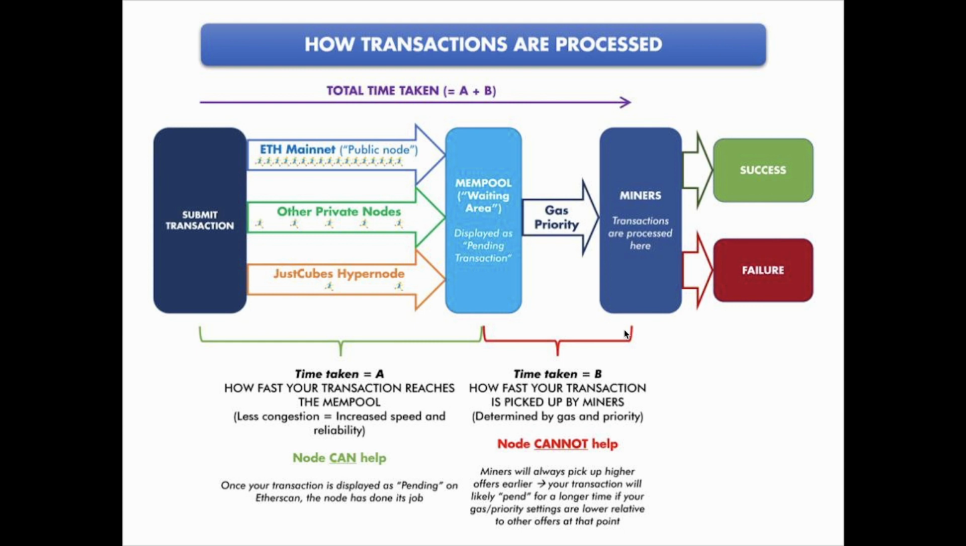This is where miners will always pick up higher offers earlier compared to those with lower priority and gas settings. Therefore, your transaction will likely be pending for a longer time if you have lower gas settings. After that, the miners will then determine whether your transaction is successful or failed. So this is just the main gist of it.